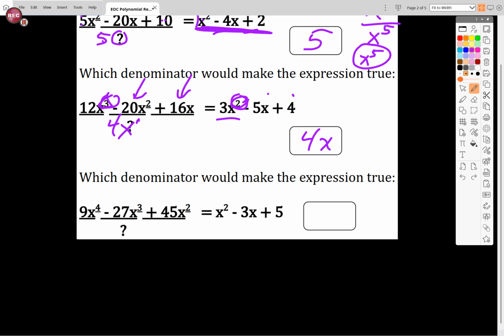All right, same thing on this one. It's a 9, because 9 divided by 9 is 1. You know the rest work. But this time it changed by 2. So that means it was 9x squared down here. So 9x squared has to be the denominator. All right.